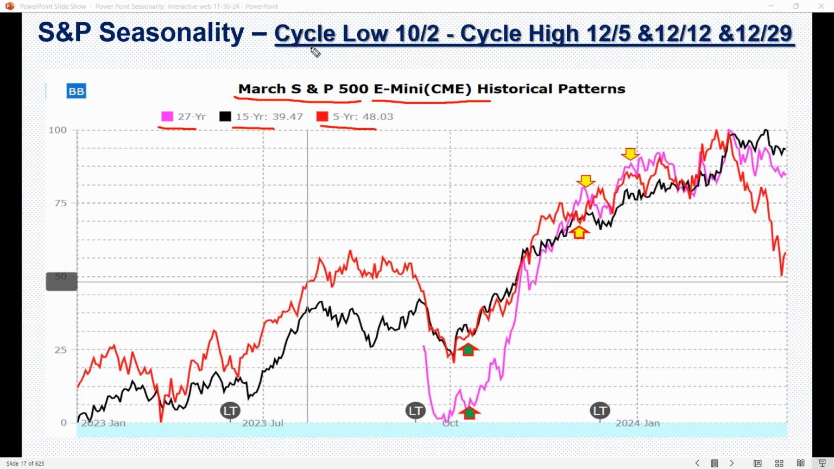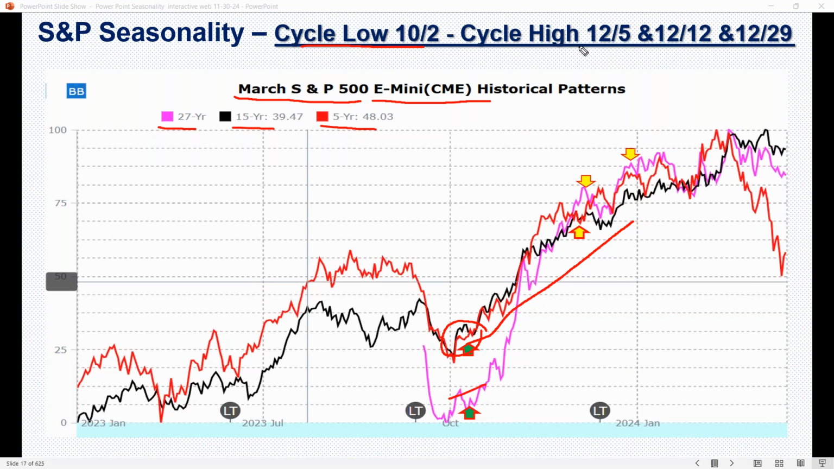If you look at this, currently we get a cycle low right around the 2nd of October, right about here. This is the S&P 500. So here's early October. Here you can see the 5 years in red, the 15 years in black, and here's 27 years. These stats are very powerful. You can see a beautiful trend up, right?